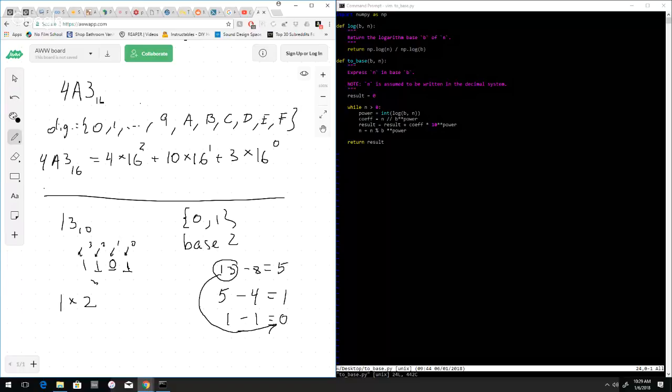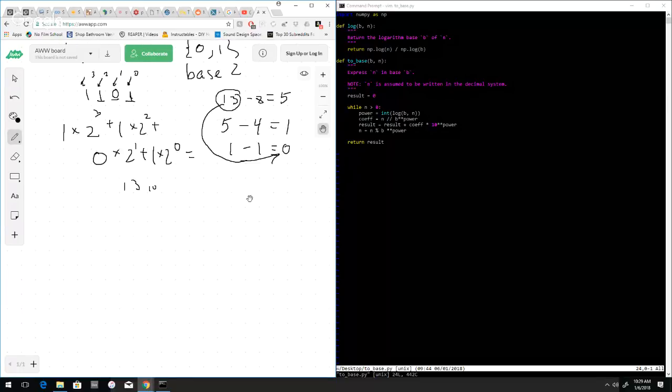So 1 times 2 cubed plus 1 times 2 squared plus 0 times 2 to the first power plus 1 times 2 to the 0th power. If I did this correctly, the result should be 13. 2 cubed is 8, plus 2 squared is 4, that's 12. 0 times anything is 0, plus 1 is 13 in the decimal system. So we did this correctly.